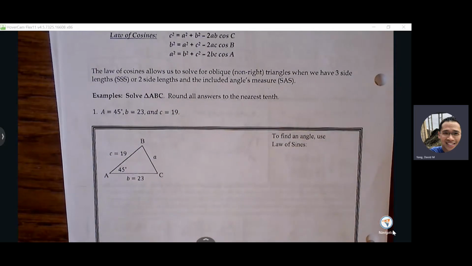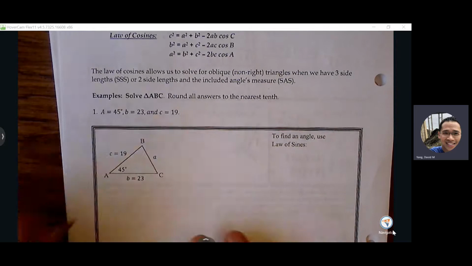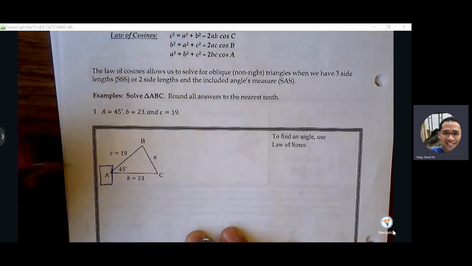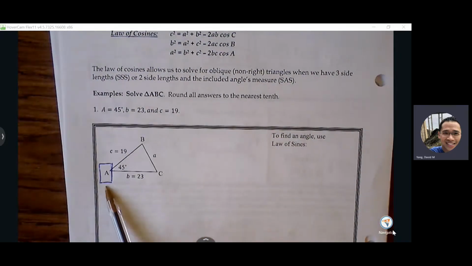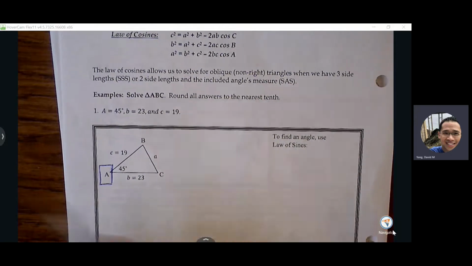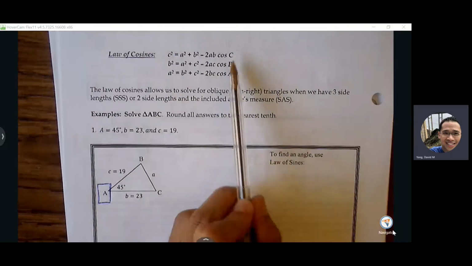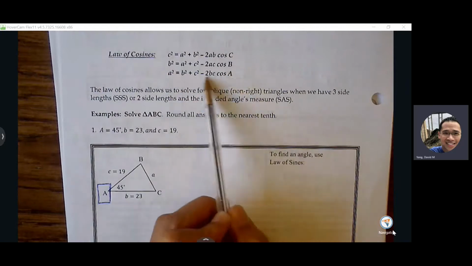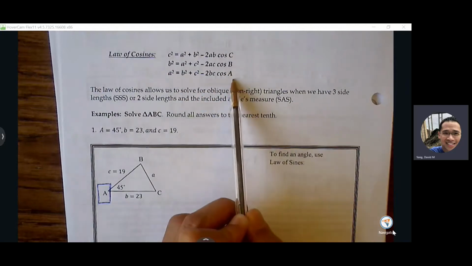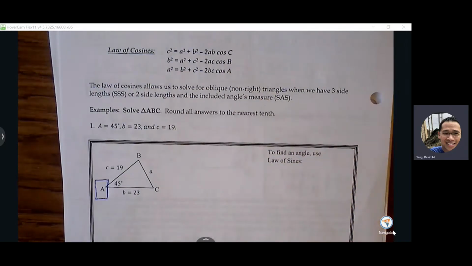You're just going to box off angle A, because you're going to be choosing the cosine formula that has angle A involved. So we look above. There's only one that has angle A, so we know we're going to choose this third one here. Now we're going to write the formula down.